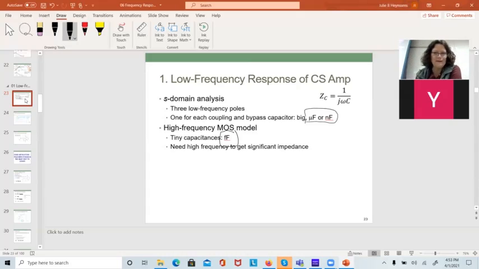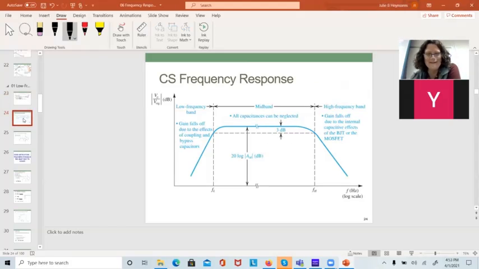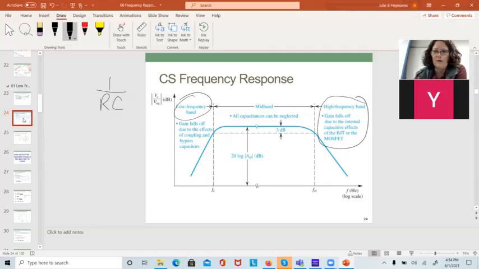Okay, and it's always 1 over RC. So big capacitors, 1 over RC. C is a big number, my frequency is going to be small. If C is a small number, the frequency is going to be big. This is caused by the capacitors on the board. This is caused by the MOSFET or the BJTs.